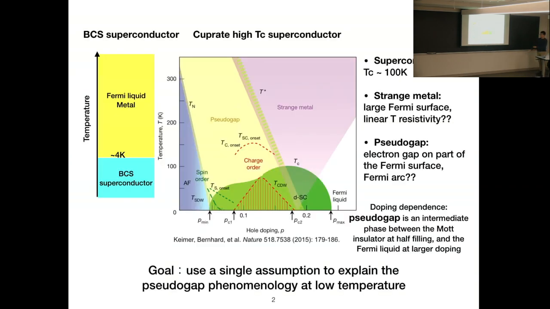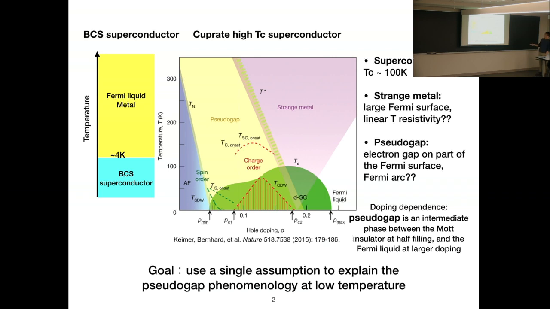Because I have a lot of time today, I can give a more careful introduction than I usually do. Cuprates is a difficult subject to talk about. It has a history of 30 years. Before cuprates, people thought about superconductors with the simple phase diagram illustrated here. Basically, at high temperature, we expect a Fermi liquid metal, and below a few Kelvin, electrons pair and condense, and we have a BCS superconductor. That's what people usually think about superconductors.